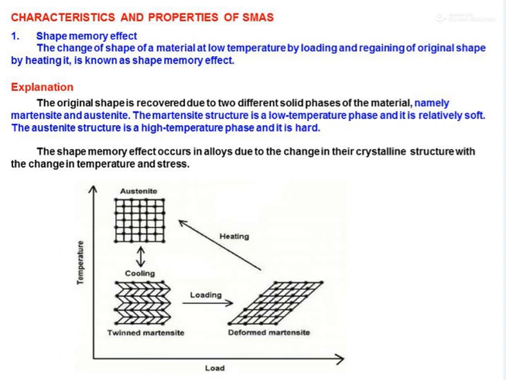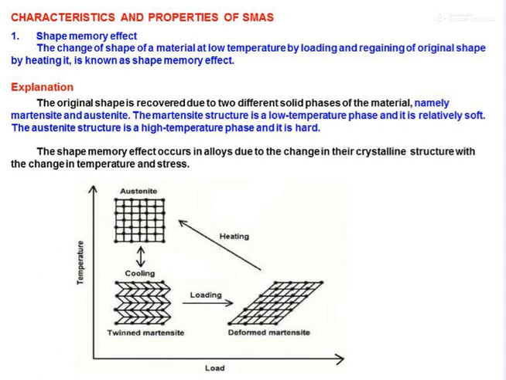So here we will draw the graph of load versus temperature. This is nothing but the processing of SMA, how the phase transformation will take place during the variation in temperature. So see the diagram. The first one, that is cooling, is process 1, loading is process 2, and heating is process 3.